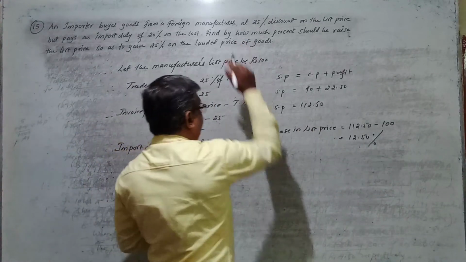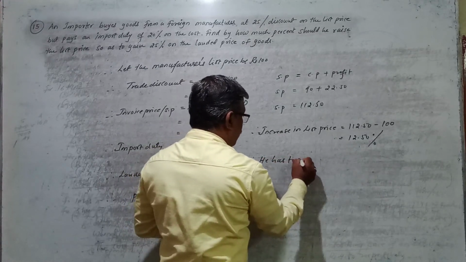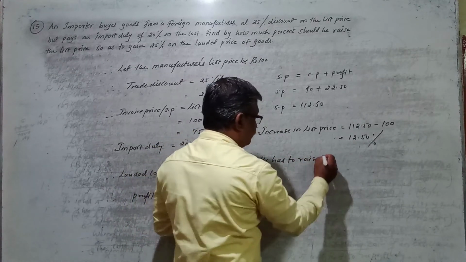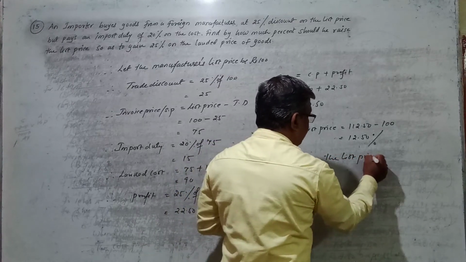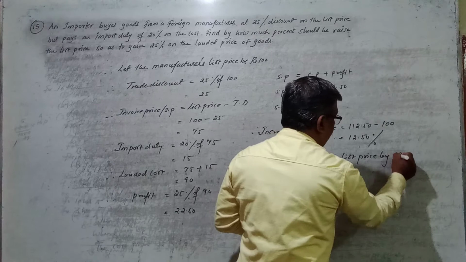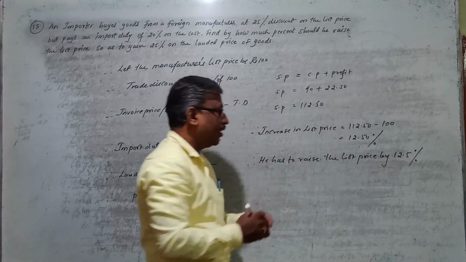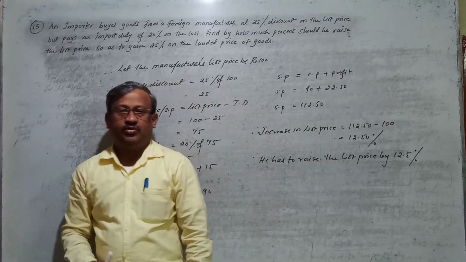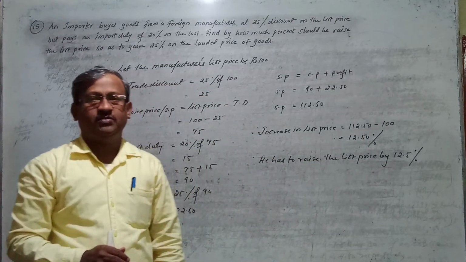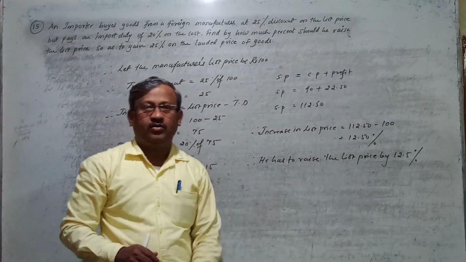Therefore he has to raise the list price by 12.5%. 12.5 means what? Half. So he has to increase, or raise, the list price by 12.5%. That should be your conclusion.